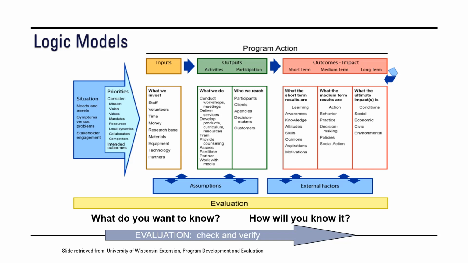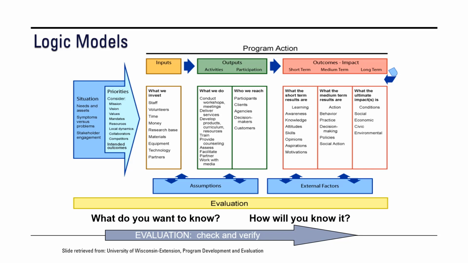Now, as part of our outputs, in addition to activities, we also have participation, and this is where we have to consider who it is that we're reaching. So who is the client base? Who are the participants? And certainly if we're delivering services on a contract basis, who are the agencies that we are working with, that we're reaching? Who are the decision makers? Who are the customers?